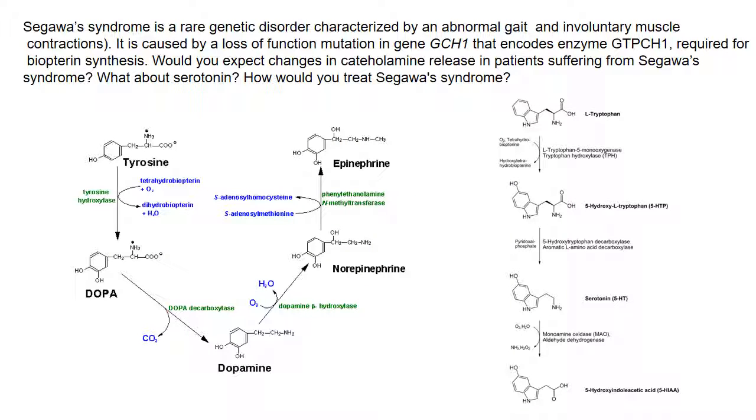So what I want you to think about is a problem about how neurotransmitter synthesis is really important and what kind of symptoms it can lead to. In this problem, I'm introducing Segawa syndrome. This is a rare genetic disorder characterized by abnormal gait and involuntary muscle contractions. It's caused by a loss of function mutation in the GCH1 gene, which encodes an enzyme required for biopterin synthesis. I just want to put the synthesis of both dopamine and serotonin here to show you the steps in which tyrosine hydroxylase and tryptophan hydroxylase require biopterin for the enzymatic reactions.